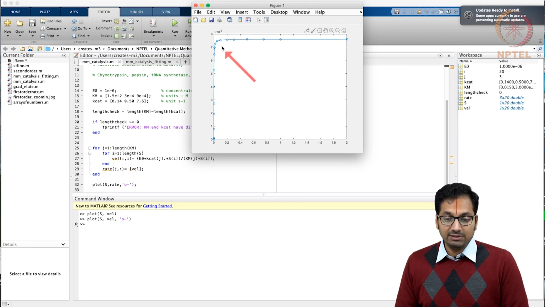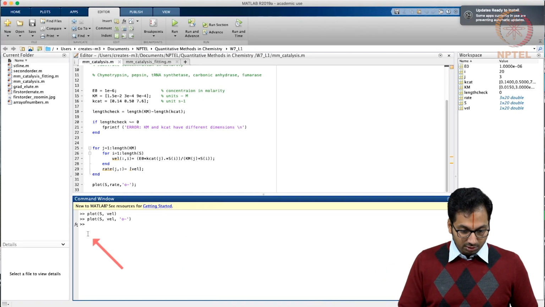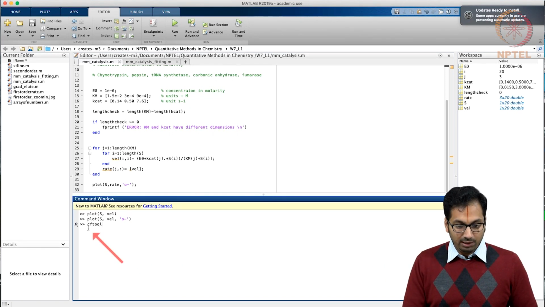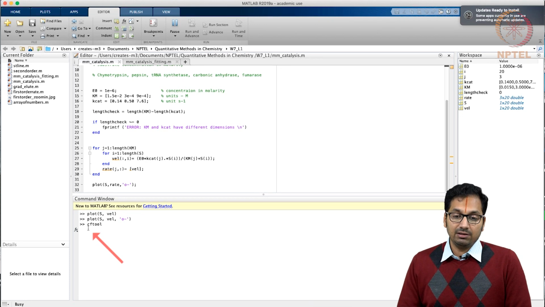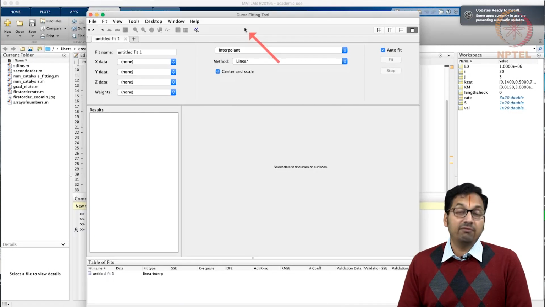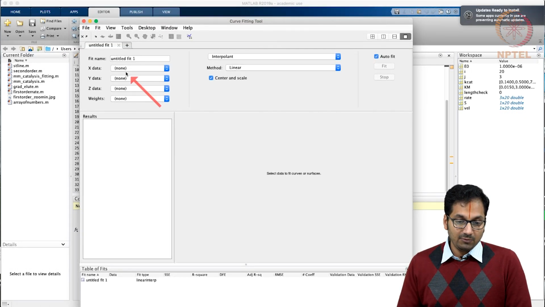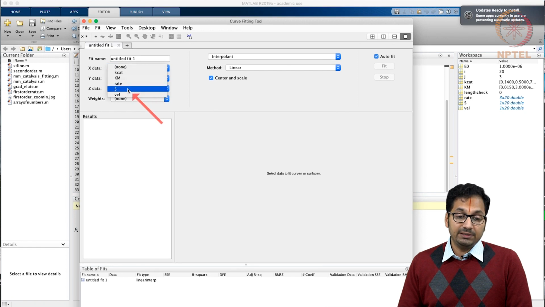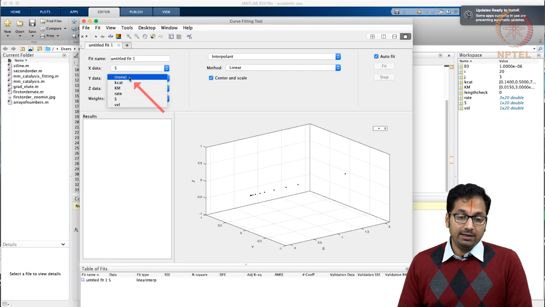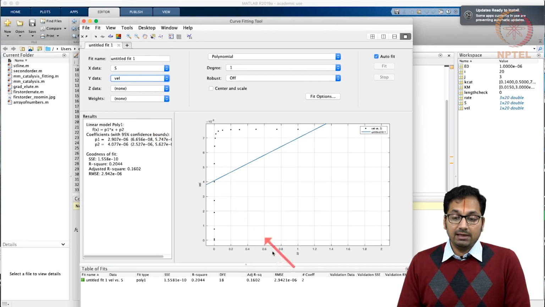Okay, so now that we see these are the data points, we will be starting a tool called the curve fit tool, cftool. It gives you this graphical user interface which can help us plot any type of curve and fit it to the equation of our interest. So the X data here will be the substrate concentration, and the Y data here is the velocity of the reaction, basically the rate of the reaction.